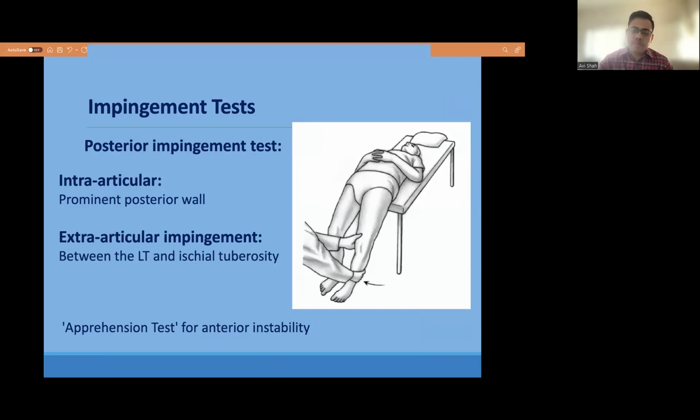So this is where your patient is in supine position. The hip is taken out of the examination table and is extended, and some amount of external rotation is given to the hip. So if there is any intra-articular pathology or a prominent posterior wall, your patient will complain of or have a sensation of pain. Or if it is an extra-articular pathology or impingement, like the lesser trochanter hitting the ischial tuberosity. So this is an apprehension test for anterior instability.